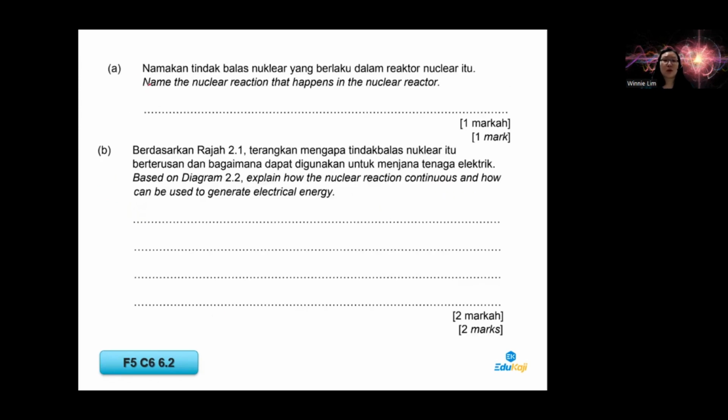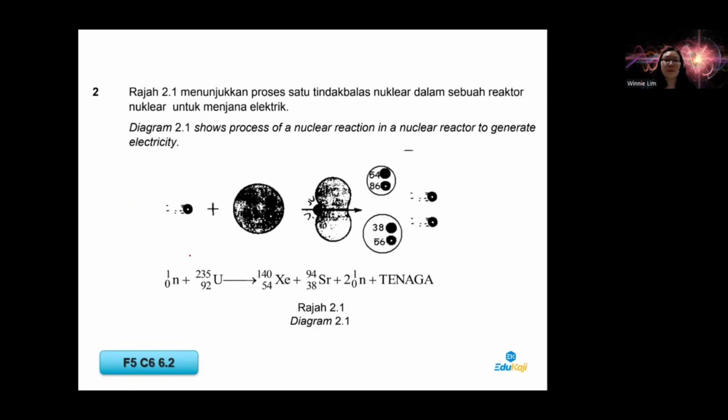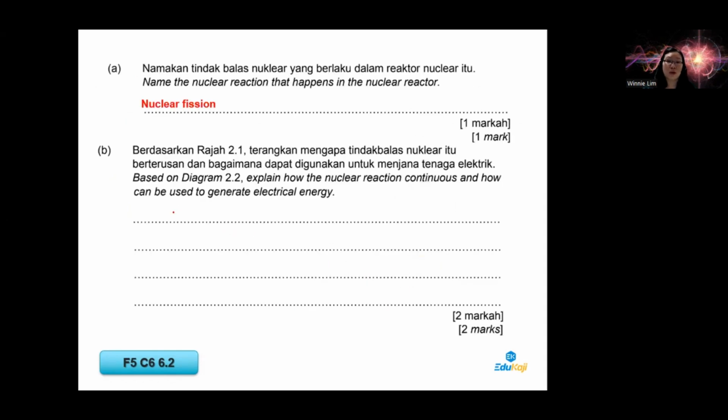Okay, so the first question you see, normally they will ask you the basic ones. Like this one, name the nuclear reaction that happened in the nuclear reactor. So hence we call this nuclear fission. Okay, and if we look at the equation, when this process occurs, whether nuclear fission or nuclear fusion, there will be a large amount of energy being created. So what is this energy used for? Actually, this energy will turn to heat energy.